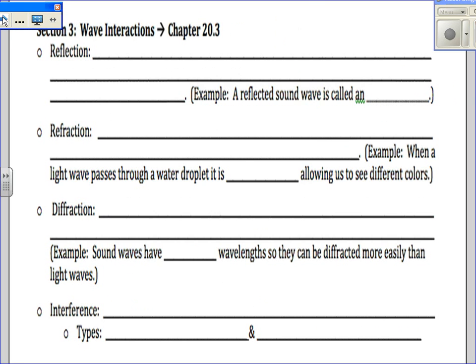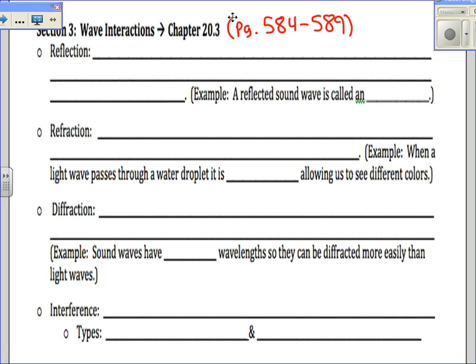Okay? So now we're moving into section 3. Section 3 deals with wave interactions. This is found in chapter 20.3, pages 584 to 589. Okay, so this is where wave interactions are found.